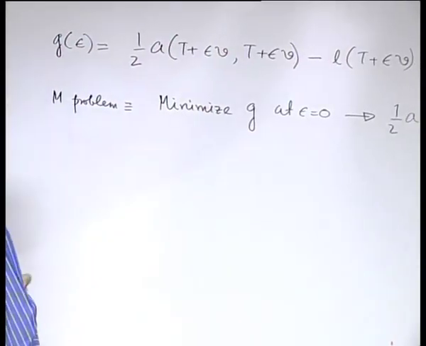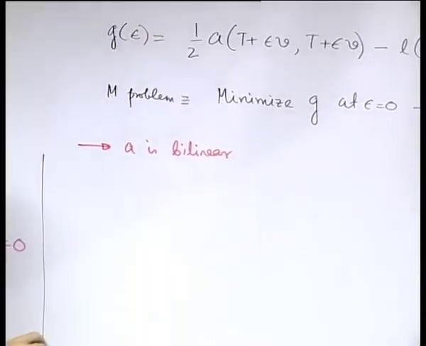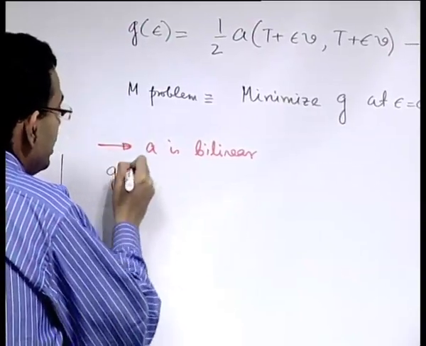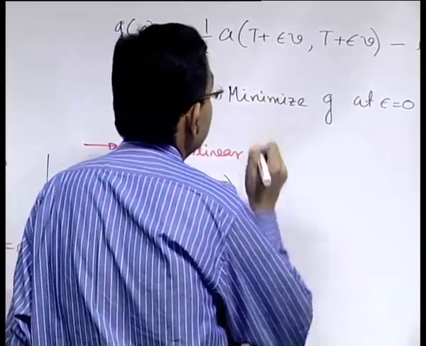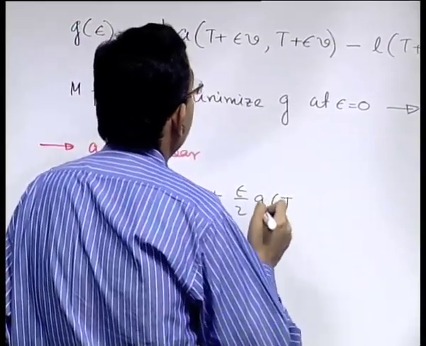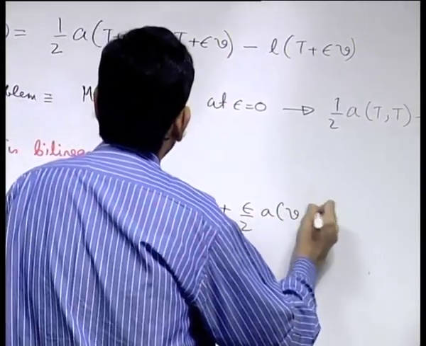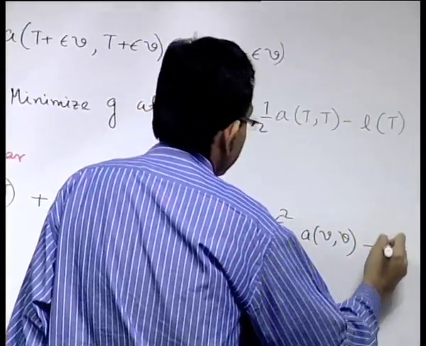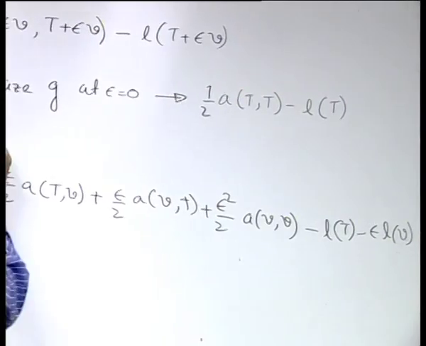So what are the assumptions that we will make? The first assumption that we make is that A is a bilinear operator. We have seen by this time through an example what a bilinear operator is. So g of epsilon is half ATT plus epsilon by 2 ATV plus epsilon by 2 AVT plus epsilon square by 2 AVV minus LT minus epsilon LV. So we have assumed A is bilinear and L is linear.